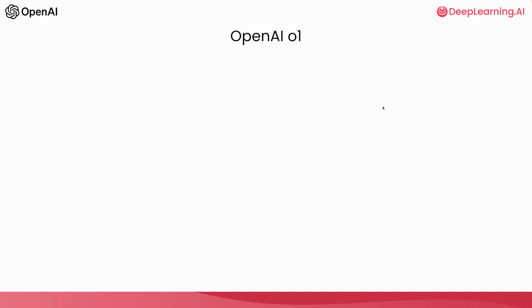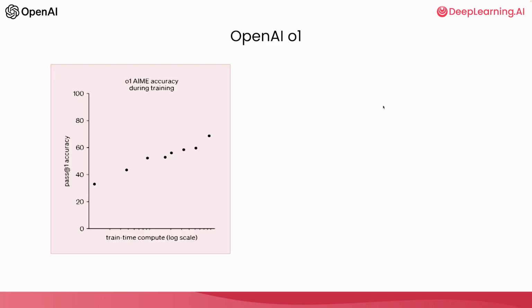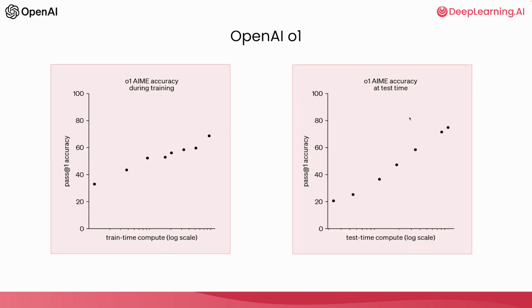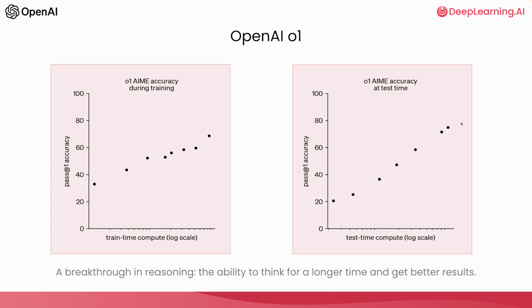Two of the key breakthroughs that led to O1's increase in performance were, first of all, recognizing that during the post-training process, the more reinforcement learning we did, the more accurate the model got. But what was possibly more surprising was the more we allowed it to think at inference time, we got an even sharper increase in performance. So the key breakthrough here was the ability to think for a longer time at inference time and get better results.